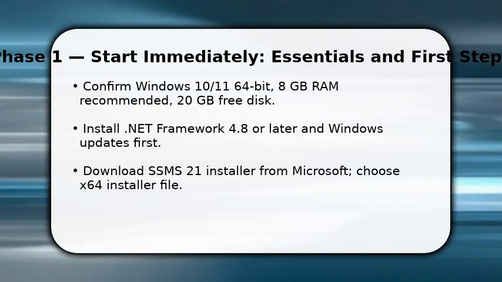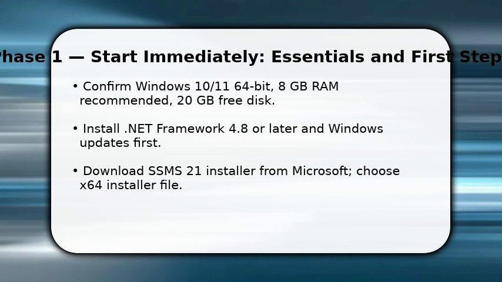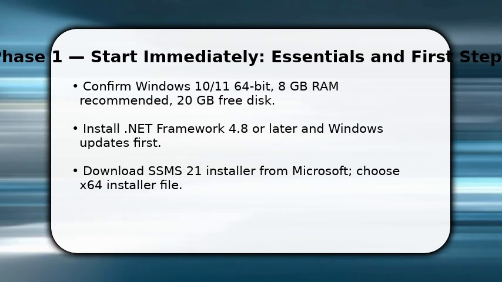You start by verifying prerequisites: Windows 10 or 11 64-bit, adequate RAM and disk space, and .NET installed. This avoids runtime errors later. Once done, open a browser, search for the SSMS 21 installer, and download the x64 setup. Choosing the correct build saves time.